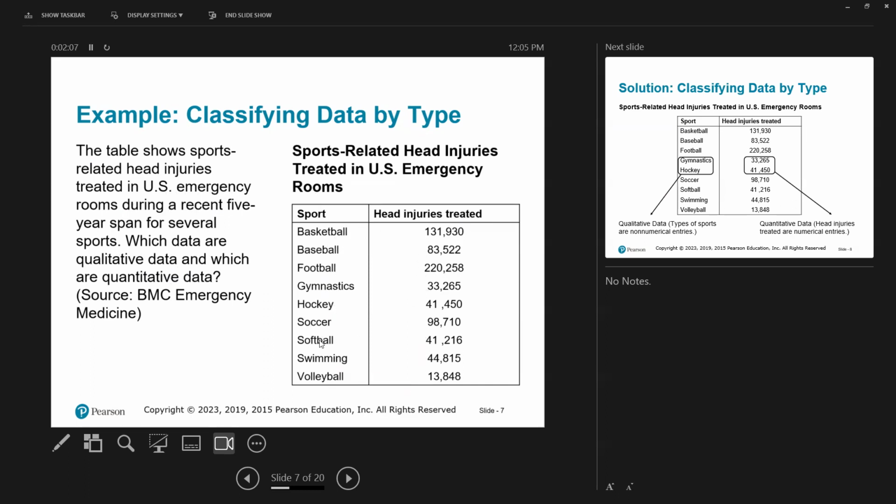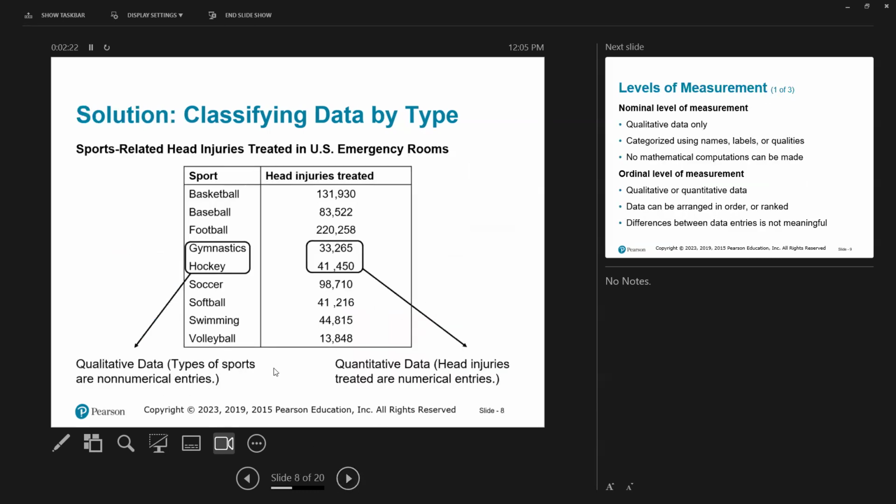So here the sports column is going to represent the qualitative data because these are just attributes. These are the types of sports, and these are non-numerical. But these numbers that we see on the right, they're going to represent the quantitative data. So we have two types of data: qualitative and quantitative data. So these different types of sports are non-numerical and represent the qualitative data. But these numbers on the right column show you the quantitative data. So quality and quantity.